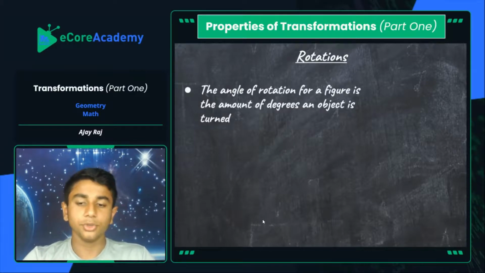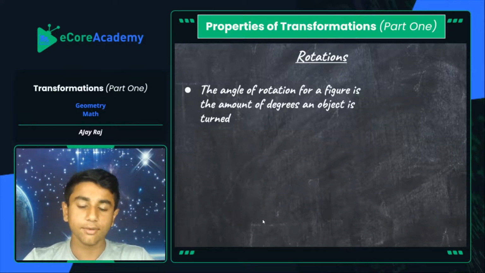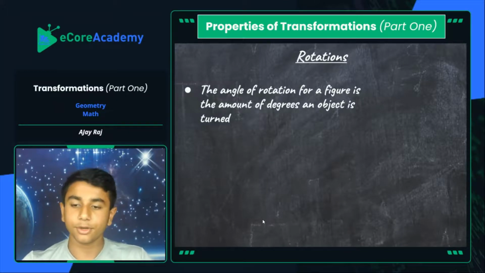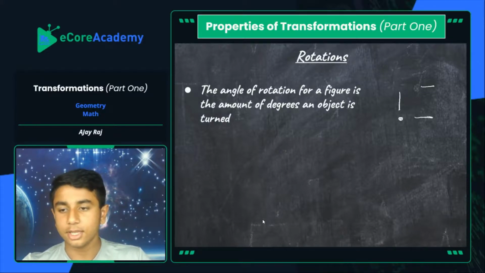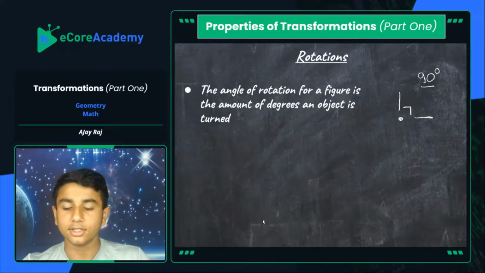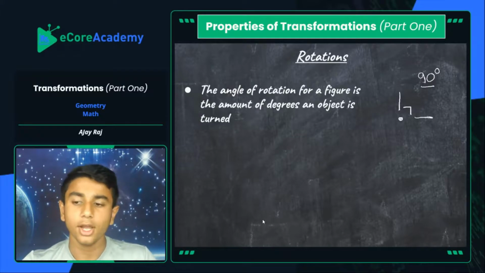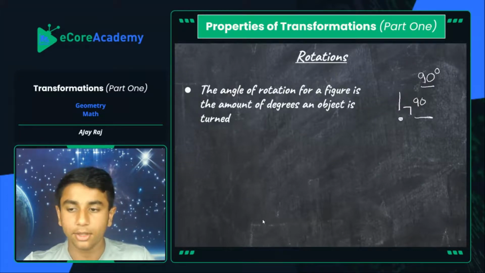So in order to describe how a rotation occurs, there are two main parts: your center of rotation and your angle of rotation. The angle of rotation for a figure is the amount of degrees an object is turned. I'm just going to redraw my example here with a line being drawn over here. So I state that my angle of rotation is 90 degrees. And the angle of rotation can be proved to be 90 degrees if you measure the amount of distance that this line rotates to this line. And if you measure that with a protractor, you'll get 90 degrees, and that'll be the angle of rotation.